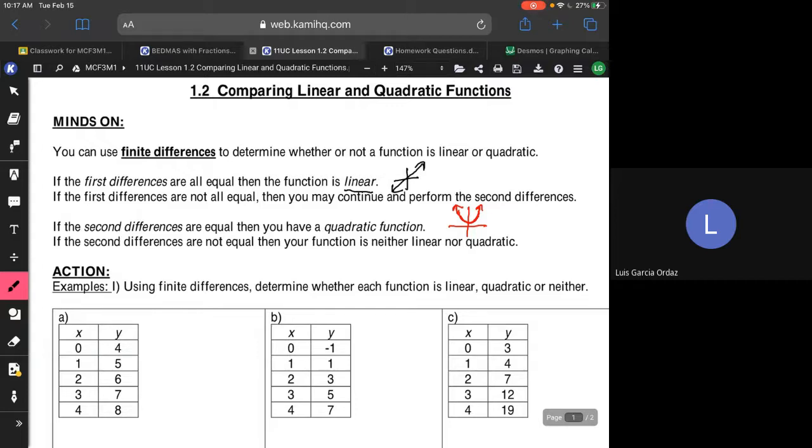However, if your second differences fail and they're all different, that means you don't have a linear or quadratic function and you can just write neither.